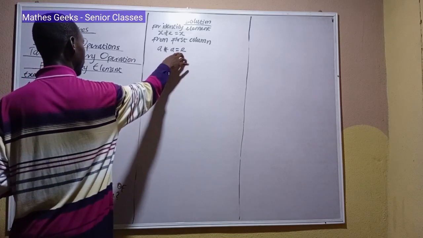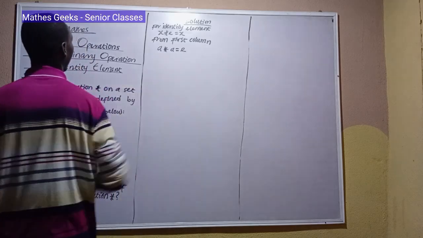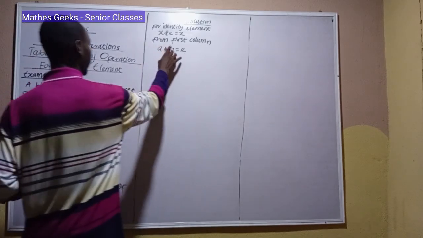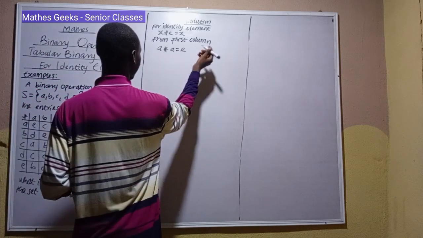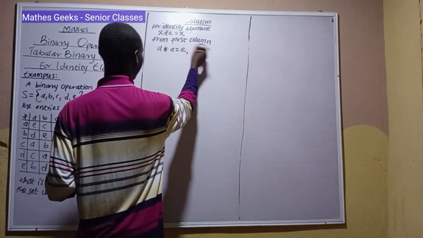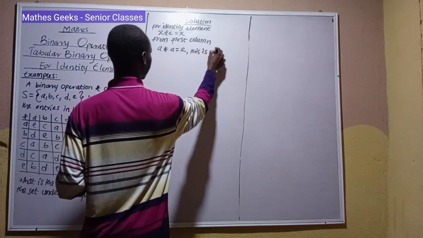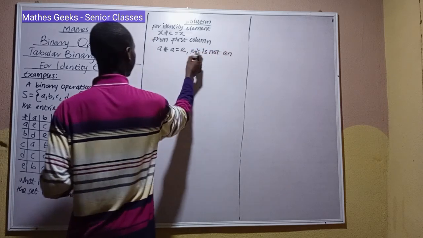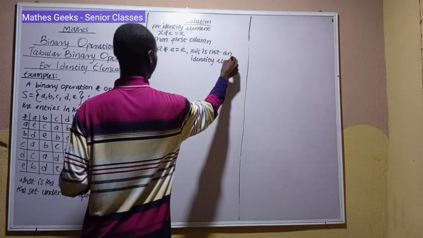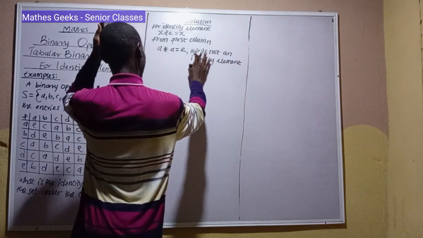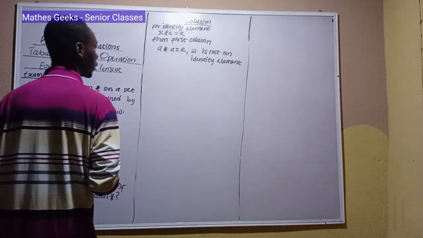If it was a star a equal to a, that would mean a is an identity element. Since a star e is not equal to a, this is not an identity element. A here is not an identity element.